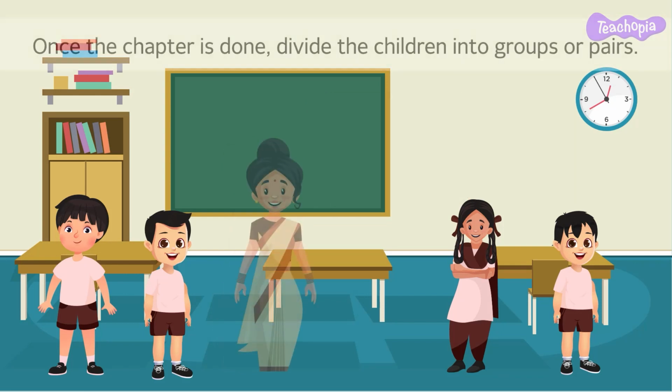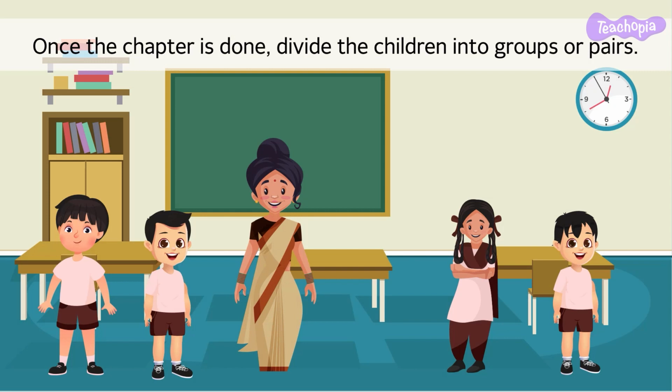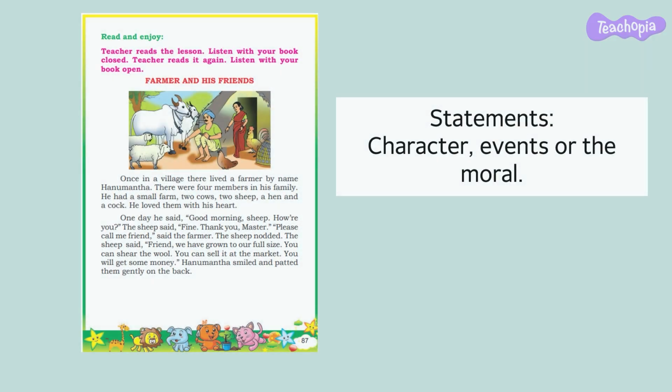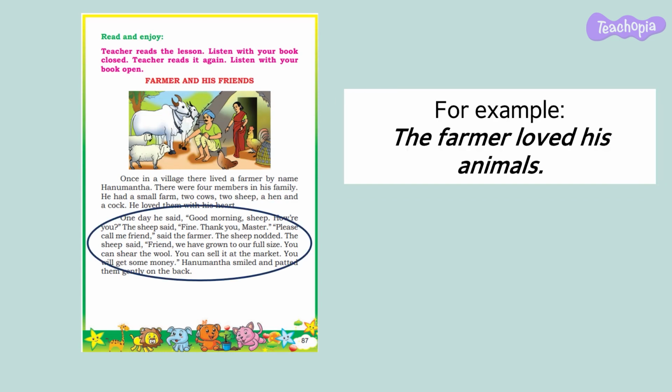Once the chapter is done, divide the children into groups or pairs. Prepare ahead and make a few statements about the chapter. This can be about the character, events, or even the moral. For example, this section of the chapter talks about the farmer's relationship with the animals. Your statement can be, the farmer loved his animals.